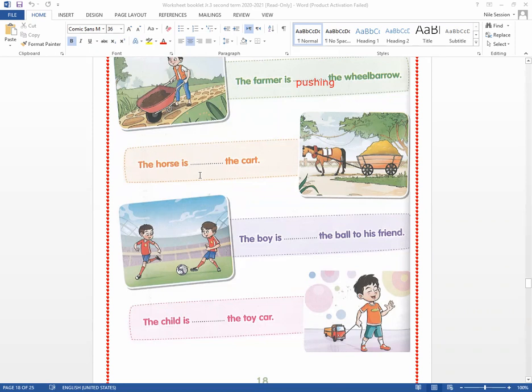Number two, the horse is what to the cart? Look at the cart. The horse moves it. Towards the horse or far away from the horse? Towards the horse. So that means he is pulling. Right, pulling.